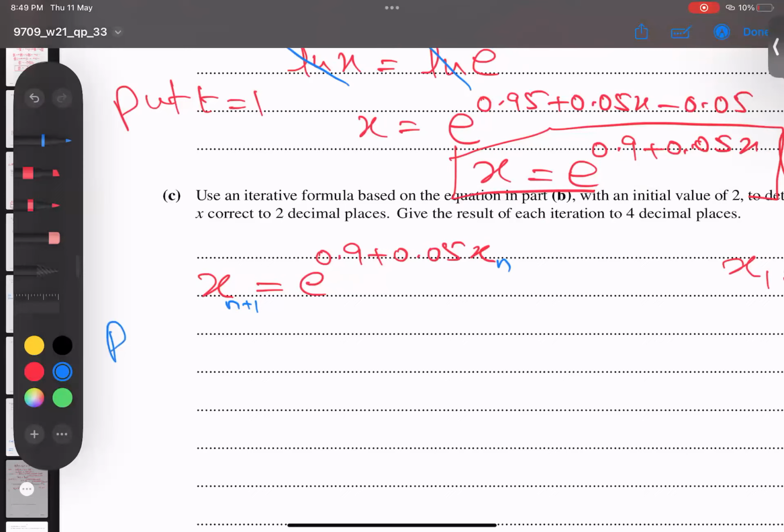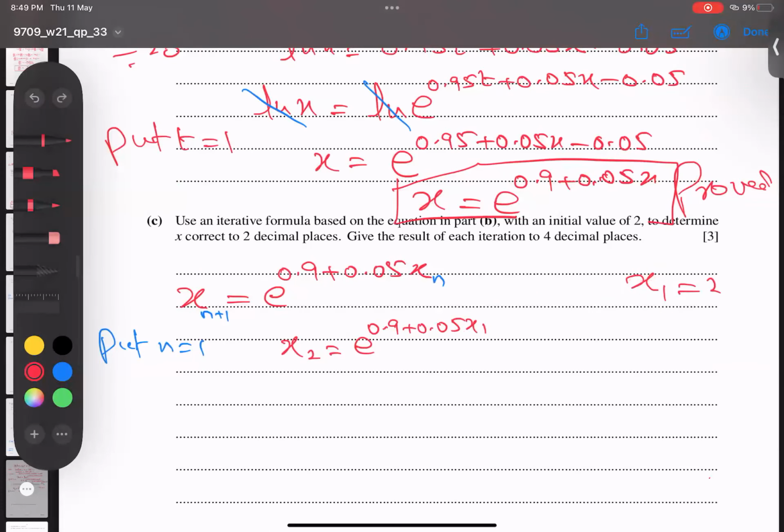So first of all, plug in every n by 1. When I plug in n by 1, students, let's see what happens. When I plug in 1 here, I will get x2. When I plug in 1 here, I will get e to power 0.9 plus 0.05 x1. And x1 is 2 coming here. So x2 is e to power 0.9 plus 0.05 times 2.